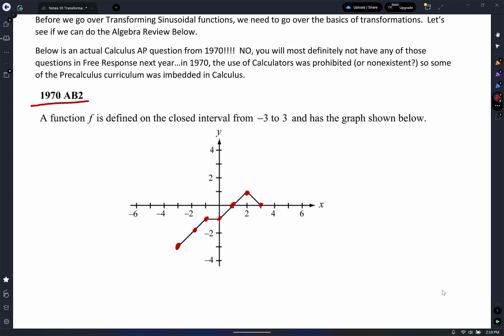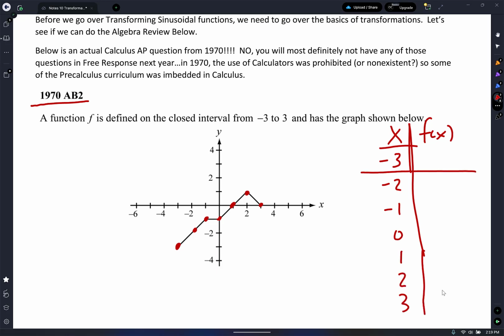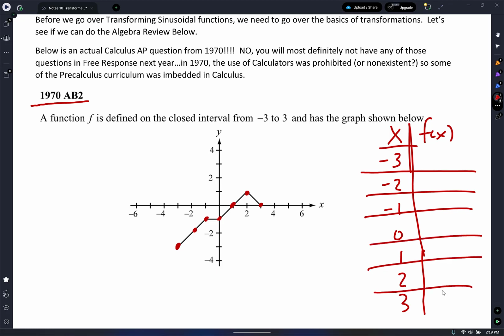I'm going to represent this information in two ways. I'm going to write x, f of x. f of x is your y value. I'm going to go -3, -2, -1, 0, 1, 2, 3. I haven't done anything crazy, guys. I'm just getting the information from the graph here.